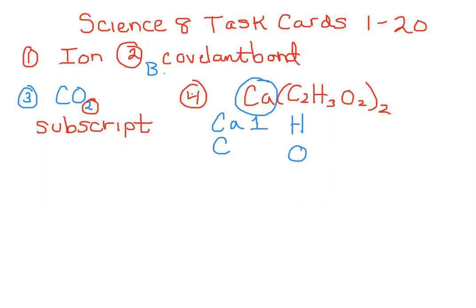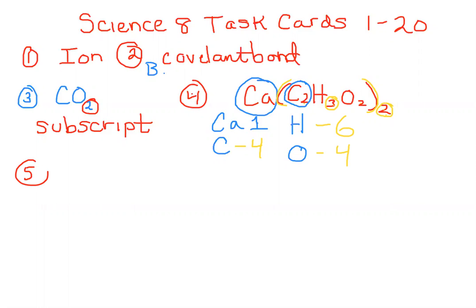Okay, carbon atoms. There are 2 carbon atoms right here, but this whole parenthesis, there's 2 of everything in there. So we have to multiply 2 times 2, and there are 4 carbon atoms. And same with hydrogen. We have to do 3 times 2. So there are 6 hydrogen, and then 2 times 2 for oxygen. There are 4 oxygen atoms. So that's what that question was asking.